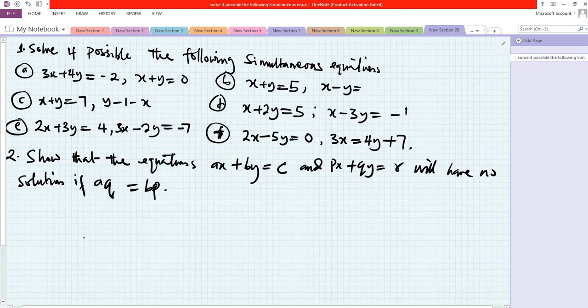Solve, if possible, the following simultaneous equation. Now we have question A. You have 3x plus 4y equal to minus 2. This is equation 1. Then you have x plus y equal to 0.